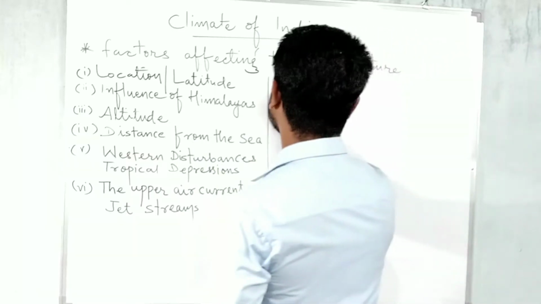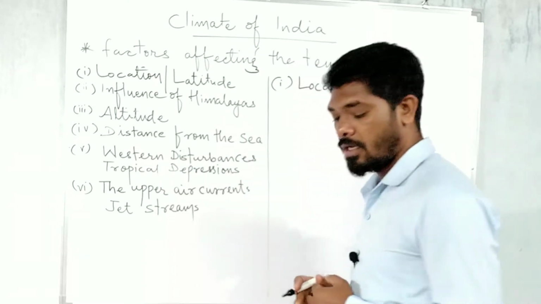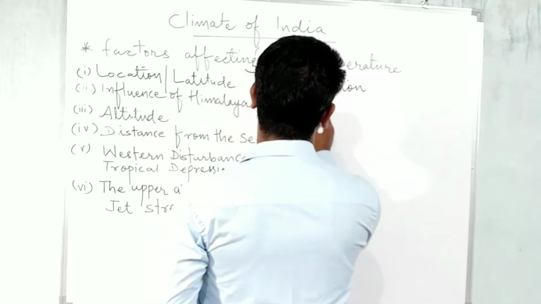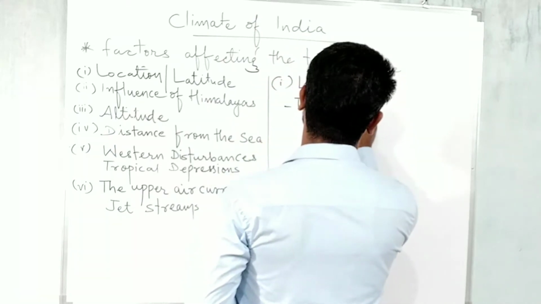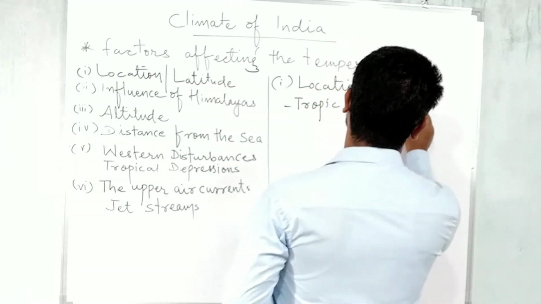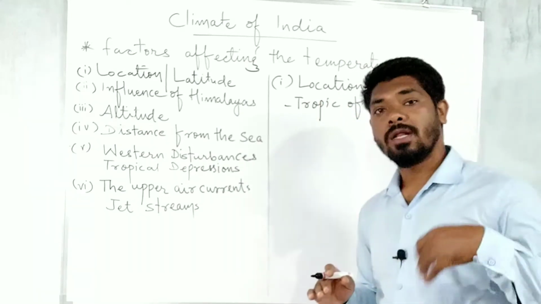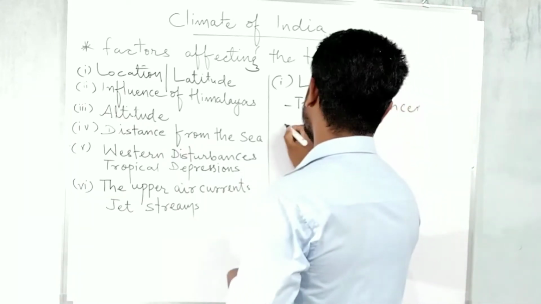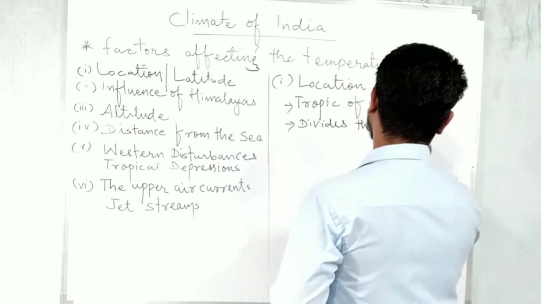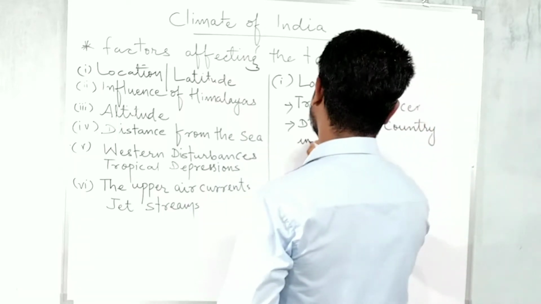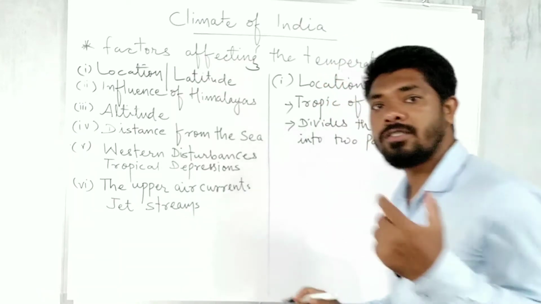The first one is location, or it is also known as latitude, right? So first, when we talk about the location, India is located on the Tropic of Cancer. The Tropic of Cancer passes through the middle of India. So this Tropic of Cancer divides the country into two parts.